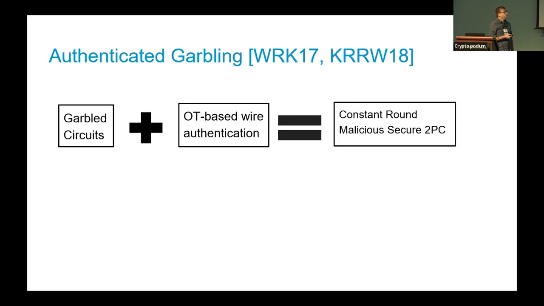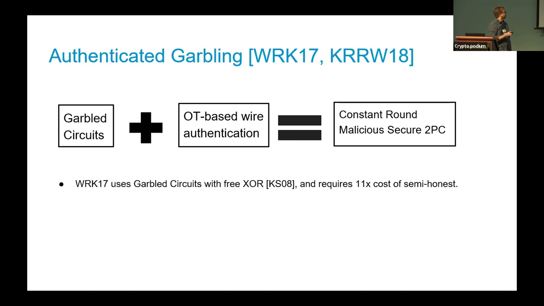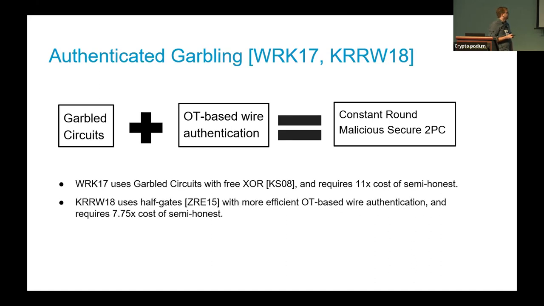So there was a substantial improvement over those prior works from Wang et al., and later extended by Katz et al. in something called authenticated garbling. And so the way to think about this is you start with a garbled circuit and you have some sort of OT-based tool for wire authentication, which gives you constant round malicious secure two-party computation. And to give some concrete numbers, the Wang et al. protocol, which is built off of free XOR, requires only 11 times the cost of semi-honest. And Katz et al. requires about 8 times the cost of semi-honest using the half gates.